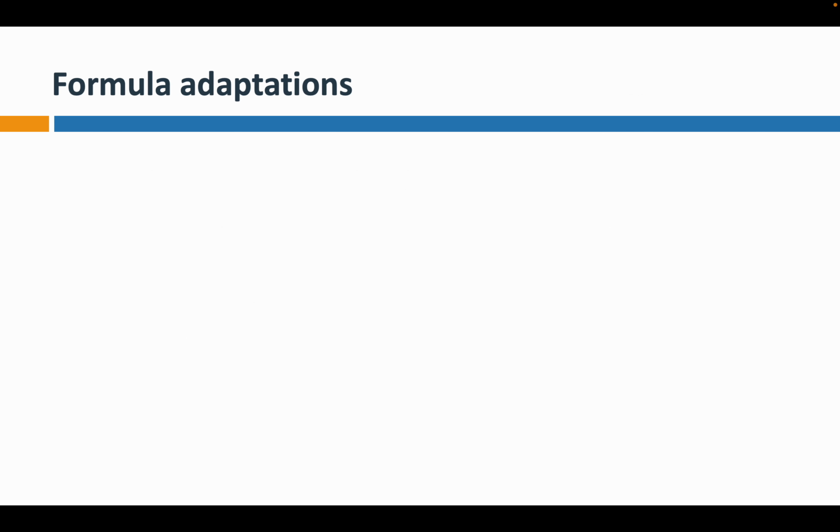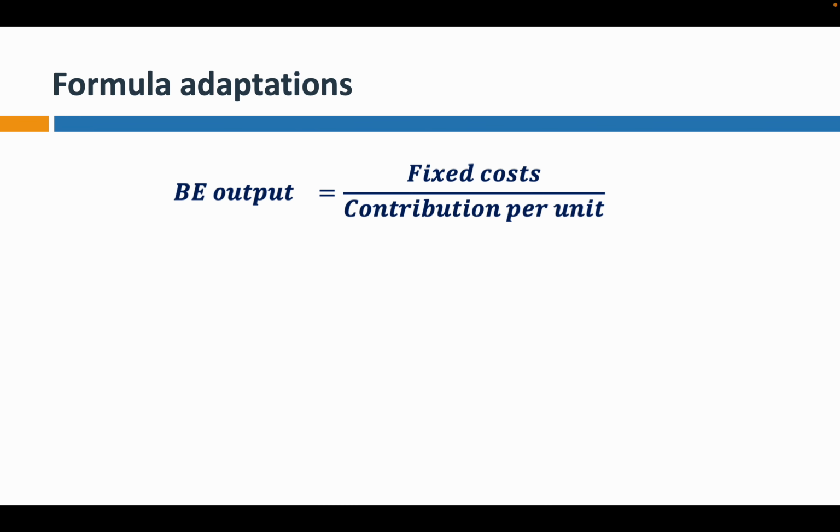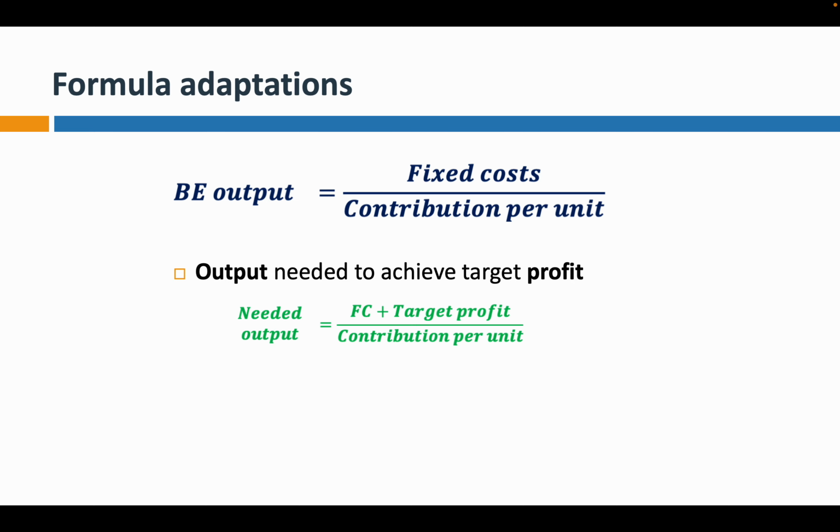Now, based on all these different targets, we can adapt the formula, the break-even formula that we had originally. We can adapt it to calculate each of these things. So this is the formula that we're starting with. If we want to calculate the output needed to achieve a certain target profit, then basically we just add the target profit amount to the fixed costs, and then we will figure out what is the needed output in order to achieve this much profit plus the fixed costs.